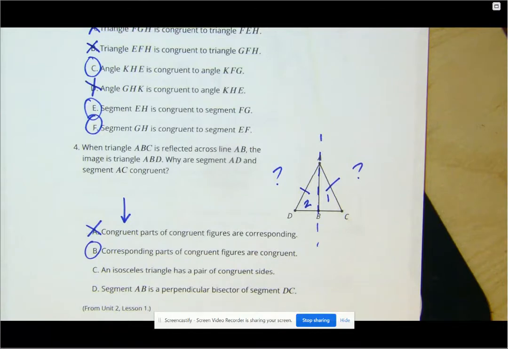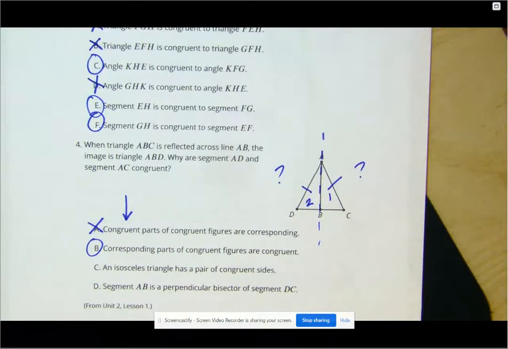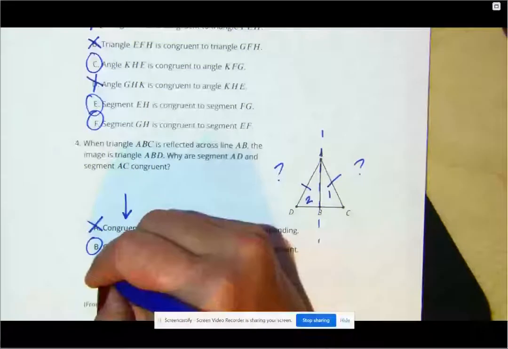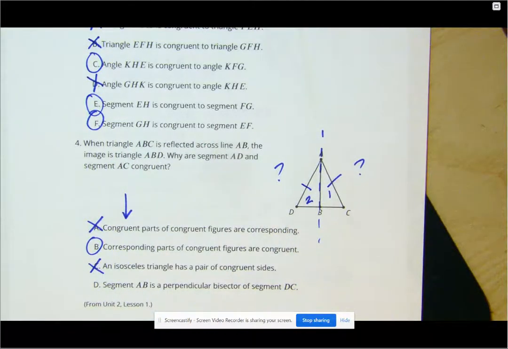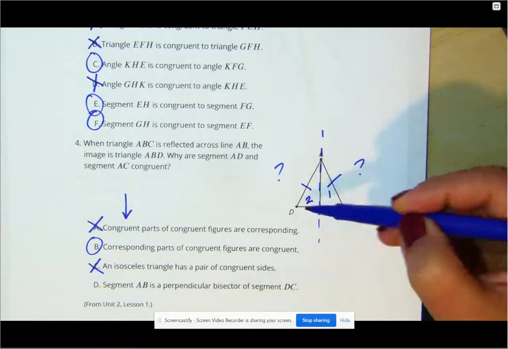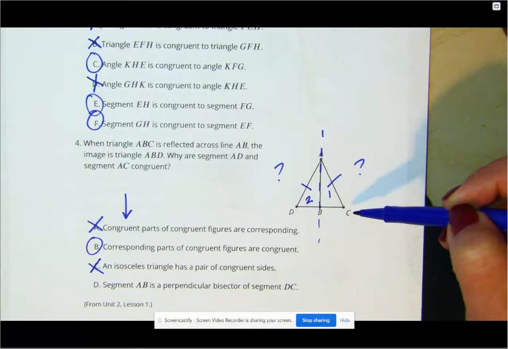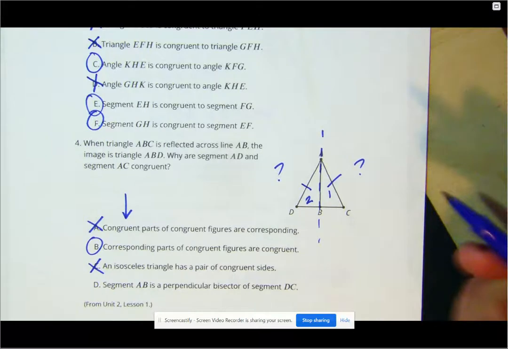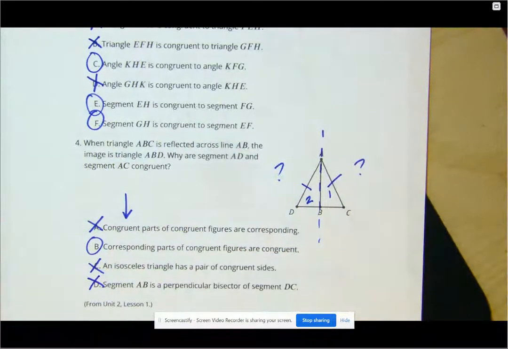We can just go through the last two, but we kind of know that's it because it didn't say select all. An isosceles triangle has a pair of congruent sides. Who said this was isosceles? Got no idea. Okay. Segment AB is a perpendicular bisector of DC. Could be, but we don't know. Okay, the only one guaranteed, corresponding parts of congruent figures are congruent.